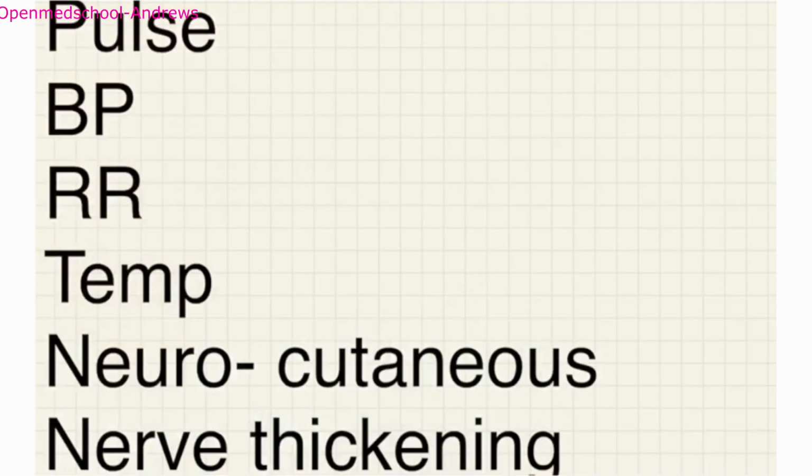Today I'll be discussing the role of general examination in the nervous system. Just like any other system, nervous system examination should also start with history taking, general examination and systemic examination. The important points to be kept in general examination: one is the pulse, blood pressure, respiratory rate, temperature, that is the vitals. Always look for neurocutaneous markers and examine for nerve thickening. We'll come to these one by one.